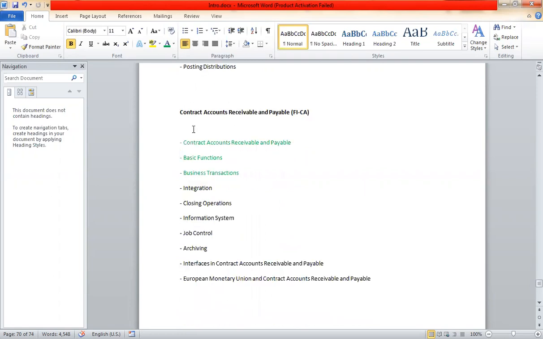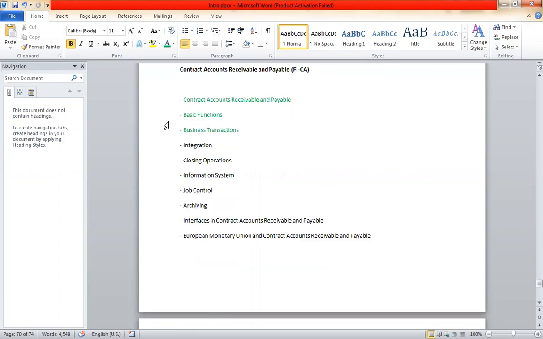And overall, in FICA, that is contract accounts receivable and payable, from the top we have seen these three topics: contract accounts receivable and payable, then basic functions, then business transactions. Then after business transactions, the other topics in FICA that we have to go through will be integration, closing operations, information system, job control, archiving, interfaces in contract accounts receivable and payable, European Monetary Union, and contract accounts receivable and payable. So this will be all that we need to know in FICA.